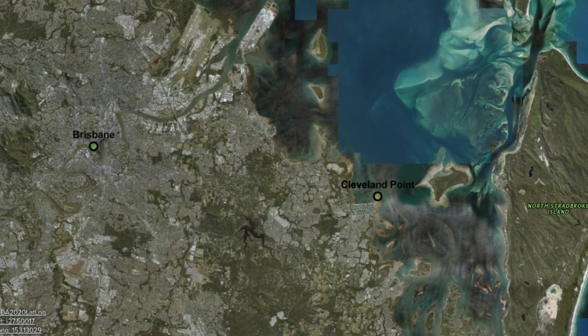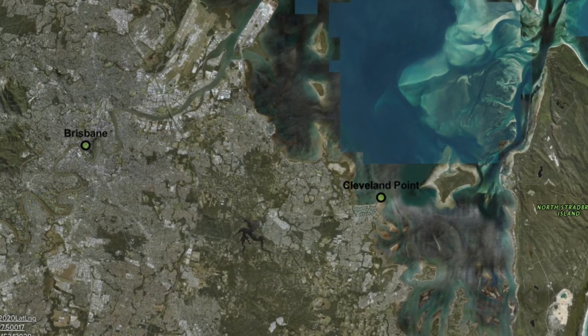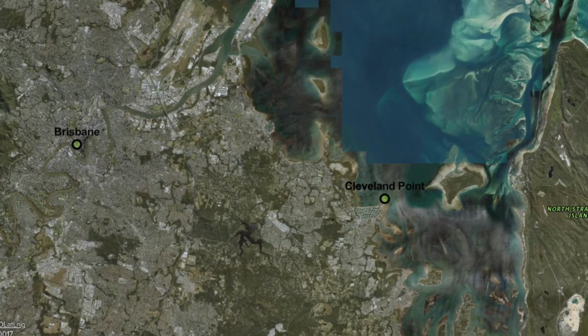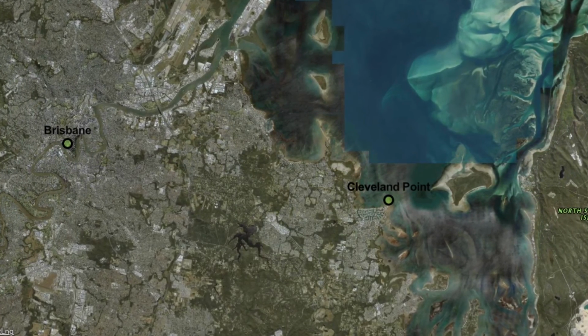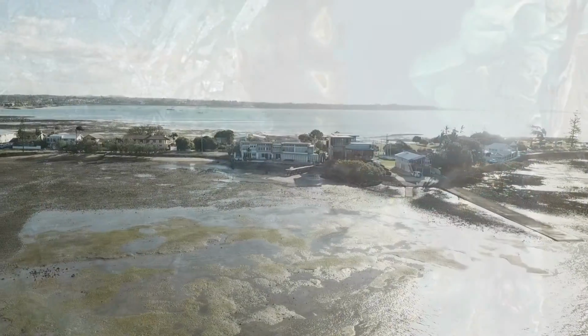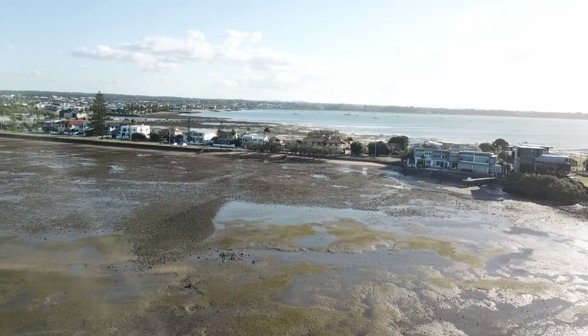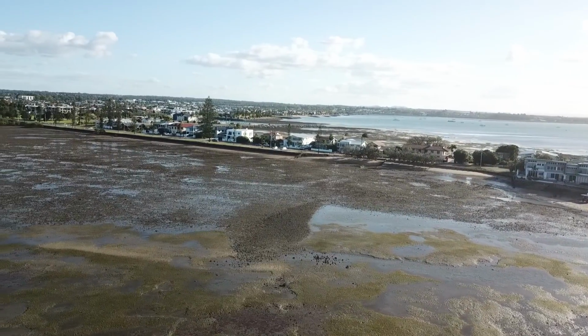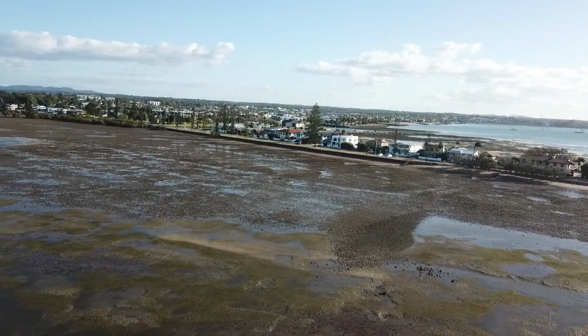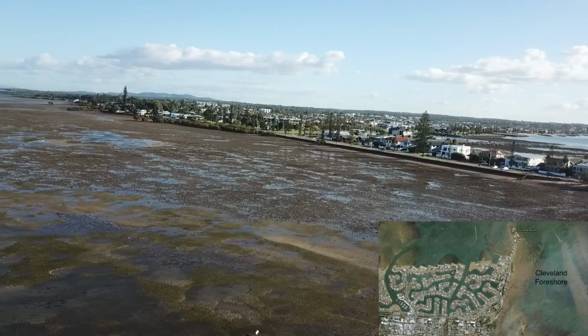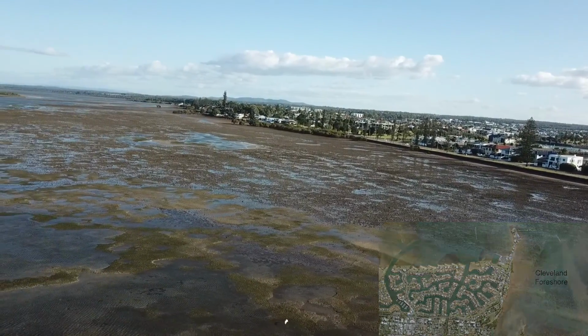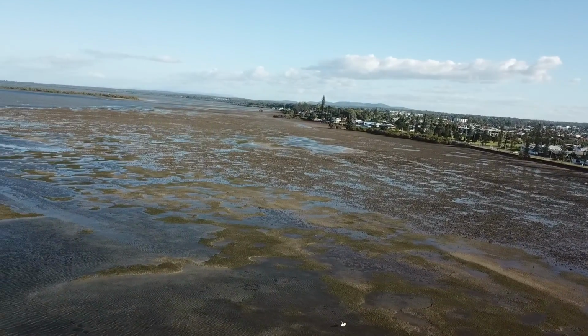So today we're going to look at some sea level indicators that you can find along the coast of Moreton Bay at Cleveland, which is to the east of the Brisbane area. So here's an aerial view of the coastline here. And you can see the wide, broad foreshore coming away from the road there. Now there's been a lot of development in the area, but the foreshore itself is relatively undisturbed.